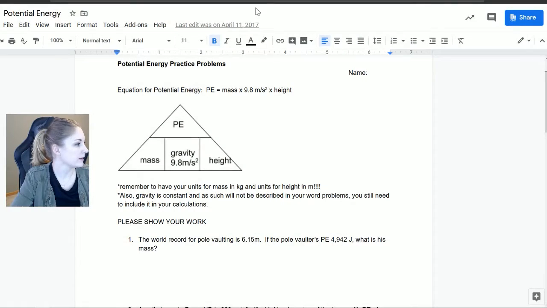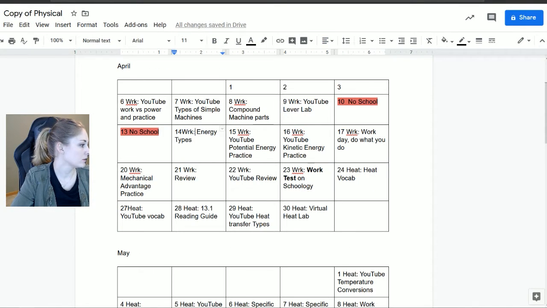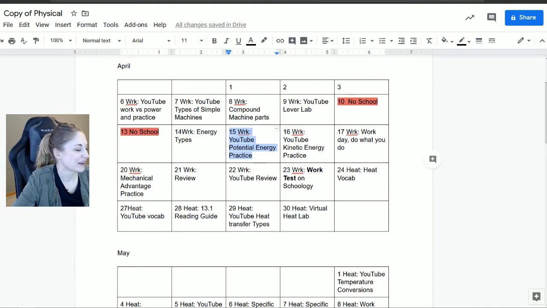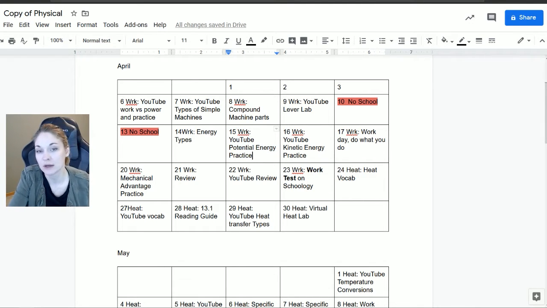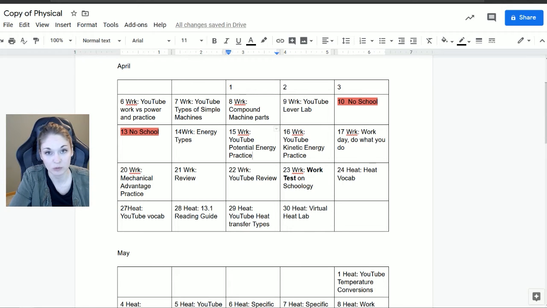And just to show you what I'm looking at on the calendar, we are doing this April 15th work here. Oh, you can't really see my cursor. Well, you know, we're doing this. So hopefully you guys were able to find this. I shared this with you on Google Drive. As always, with the math stuff, I'd prefer you guys print this out and show me your work and, you know, get me a picture back.